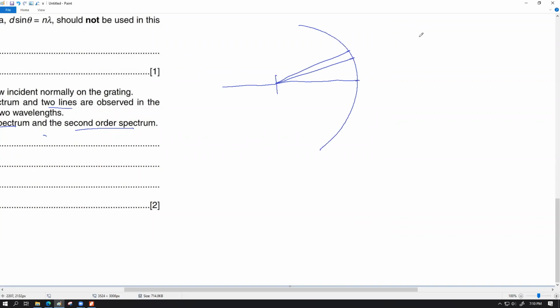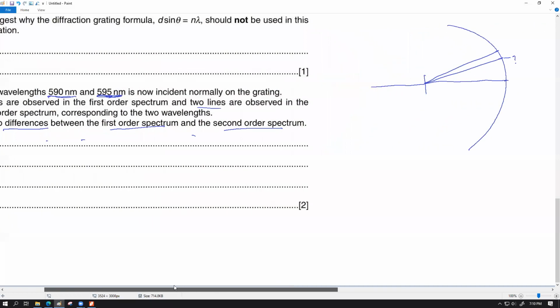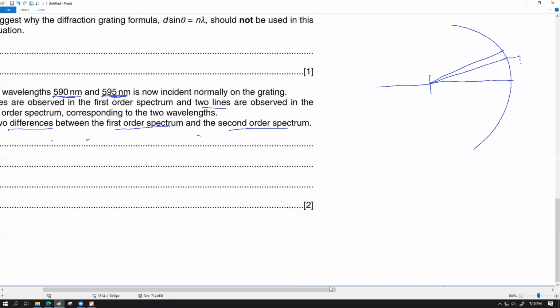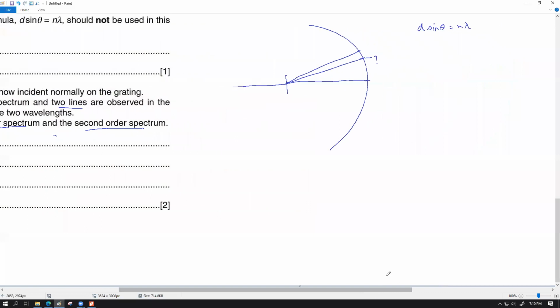Now, what I want you to decide is, from this formula, d sin theta equals n lambda, which one is going to be the first order maxima for the 590 and which one is going to be for 595? Which is the closer one, and which is the further one? Are you getting my point? I'm asking you, this one belongs to which one, 590 or 595 nanometer? The closer one: 595.